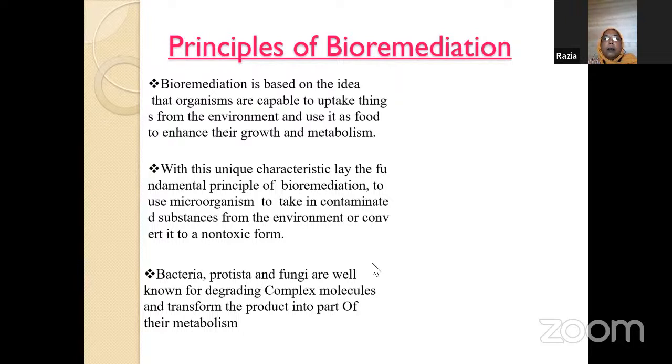And a few experimentations were possible where we could study the role of specific genes. But this is how, eventually, evolution in genomics led to more and more insights into the physiological mechanism of the bioremediation principle. So bacteria, fungi, protists, all are capable of bioremediation, but mostly we are focusing on the bacterial aspect. Next slide, please.